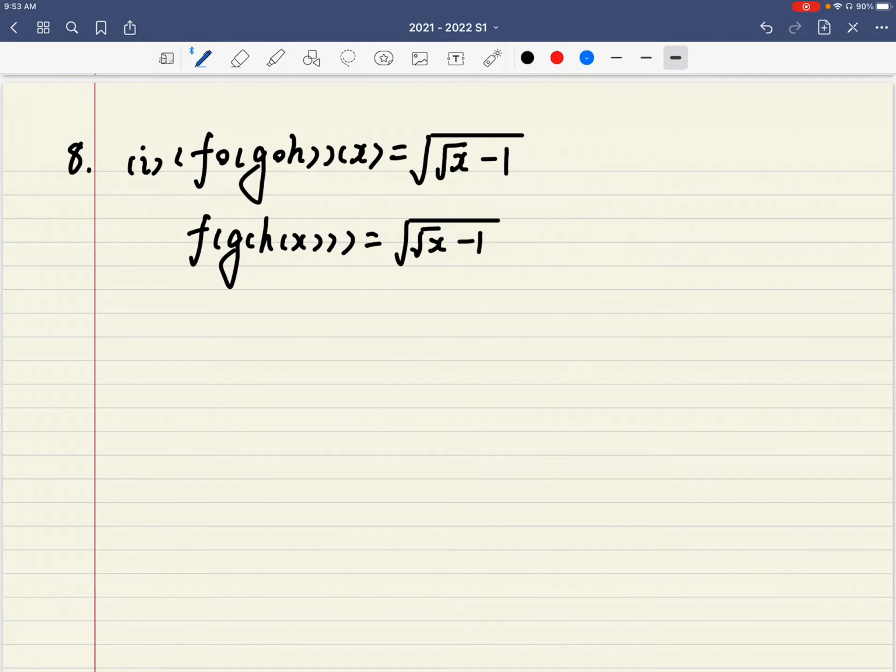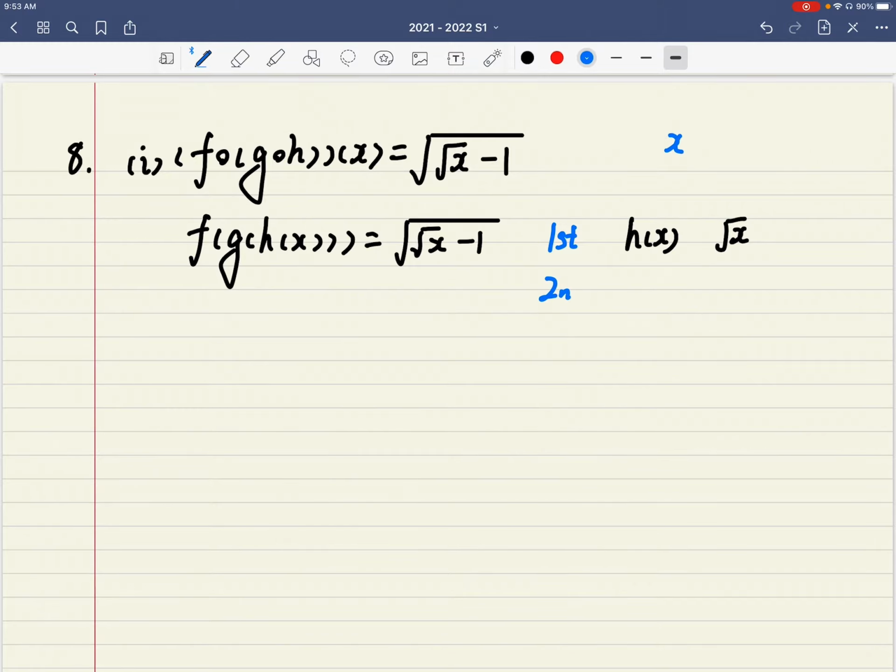So how do you do the analysis? For each x, what's the first thing you do on the right-hand side? If x is given, you take the square root of it. So the first thing you do for x is take the square root. And what's the first thing you do on the left-hand side? You first apply h, so you first do h(x).